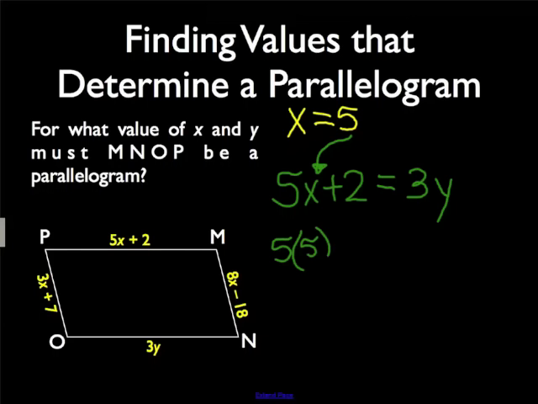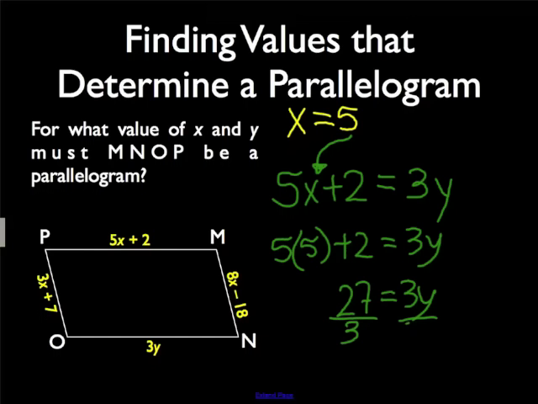So 5 times 5 plus 2 is going to equal 3y. 25 plus 2 is 27. And then we'll use the division property of equality to find out that y has to equal 9. So that's how we can use algebra to determine values of variables to force quadrilaterals to be parallelograms.